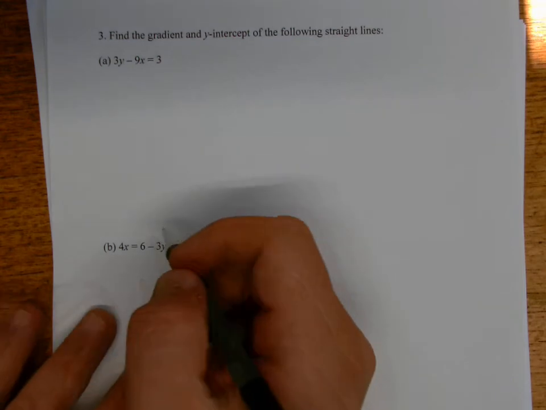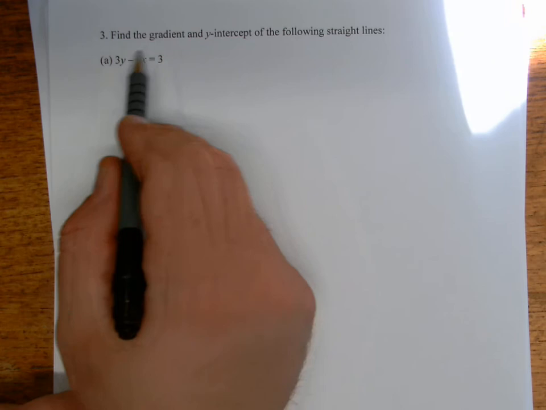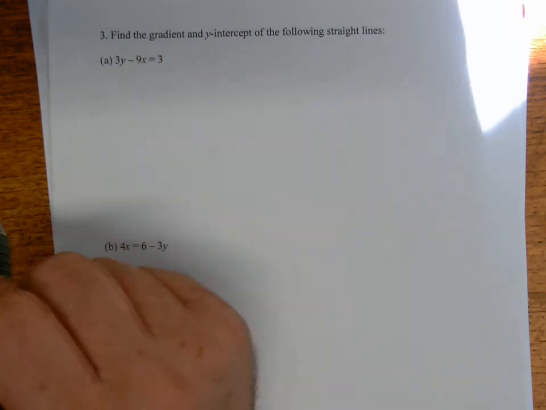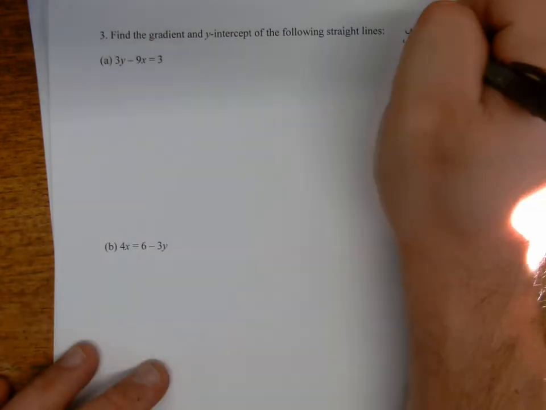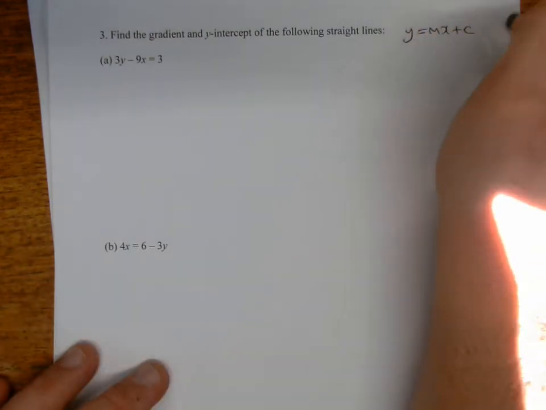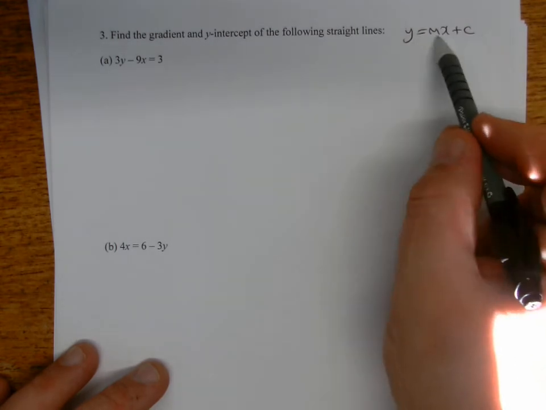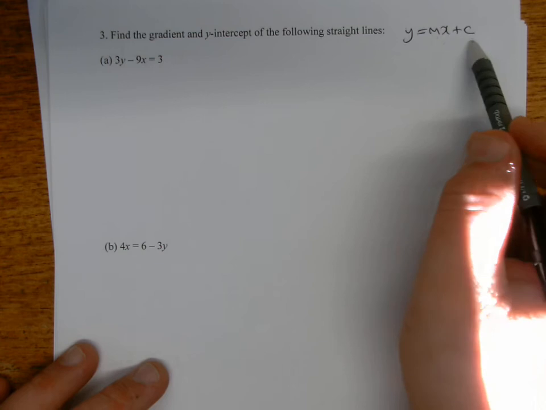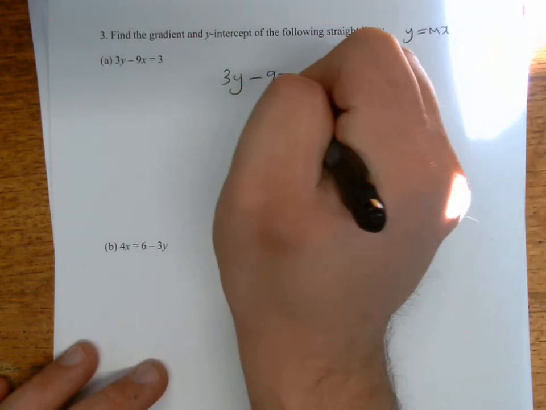Okay, find the gradient and the y-intercept of the following straight lines. Now, we've got our equation of a straight line given in this format, and we're asked to find the gradient and the y-intercept. Now, the plan here is to get it in the form y equals mx plus c, because when we get it in that form, we'll know what the gradient is, and we'll know what the y-intercept is. So here I've got 3y minus 9x equals 3.